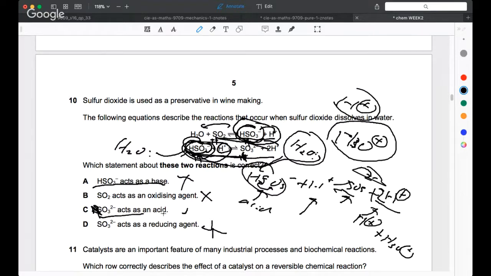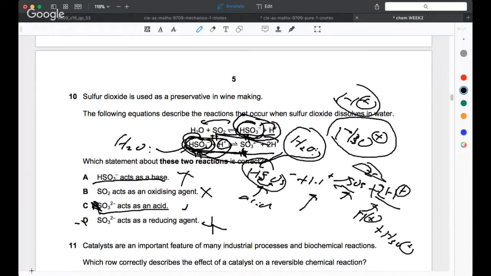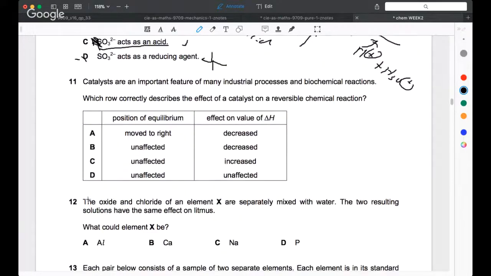But C is definitely not correct, because it can't be an acid at all. It doesn't have a proton at all. And for B and D, you calculate the oxidation numbers. They don't change, so there's no redox reaction. So it has to be A.